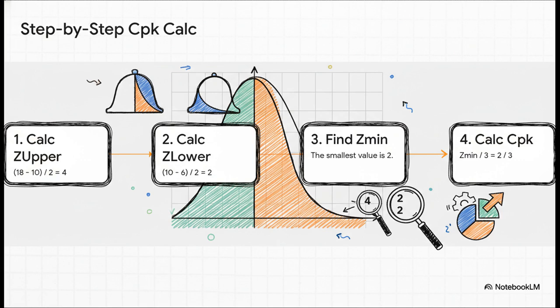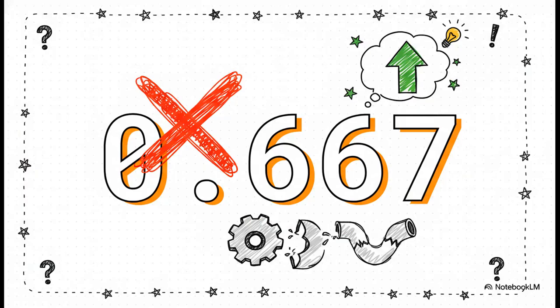Step 2, the lower side. 10 minus 6 is 4. Divide that by 2, and we get a Z lower of 2. Uh-oh, see that? We're cutting it a little bit closer here. Step 3, we find our Z-min. This is our weakest link, which is clearly 2. And finally, step 4, we use our beautiful, simple formula. CPK is just Z-min divided by 3, which gives us a final CPK value of 0.667.